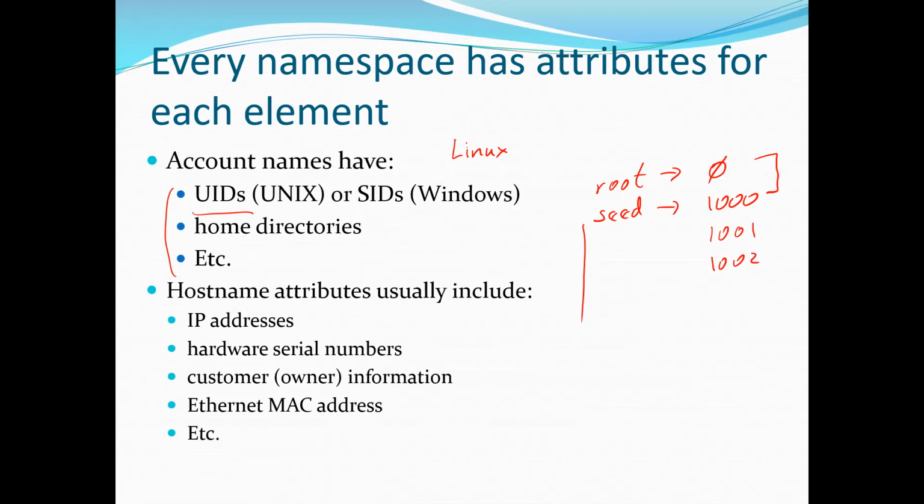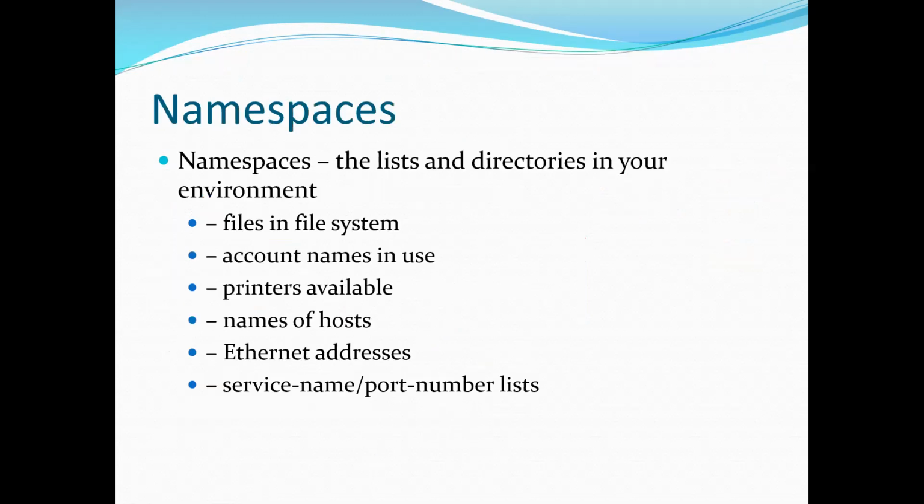Now, other namespaces can be like host names of a computer, right? And a host name has attributes also associated with it. Obviously, there's the IP. We've already talked about DNS. There are going to be serial numbers, right? In an organization, all computers will have a serial number, the information of who is associated with that computer, MAC addresses, and so on. So that's what namespace, again, means. It's just a set of all the unique names that you're responsible for in your organization.